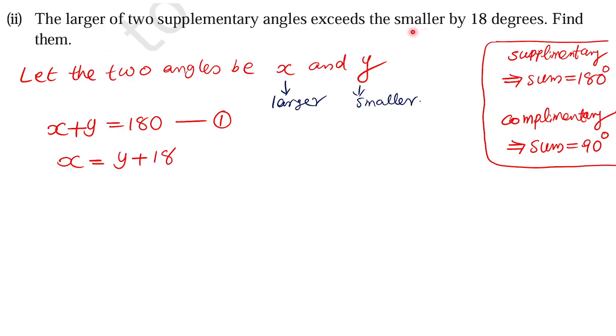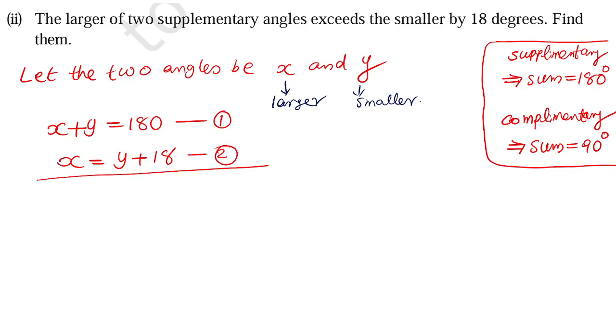Understood? Exceeds. What is the meaning of exceeds? Plus. Exceeds means plus. Please remember that. Extra, excess, like that. So the larger one, x, is 18 degrees more than the smaller one. 18 degrees greater than the other angle. So the larger one equals 18 plus the other angle. Equation number 2. Remember, exceeds means plus. Okay.